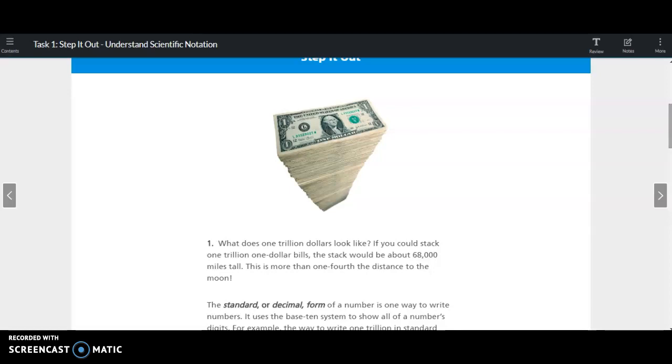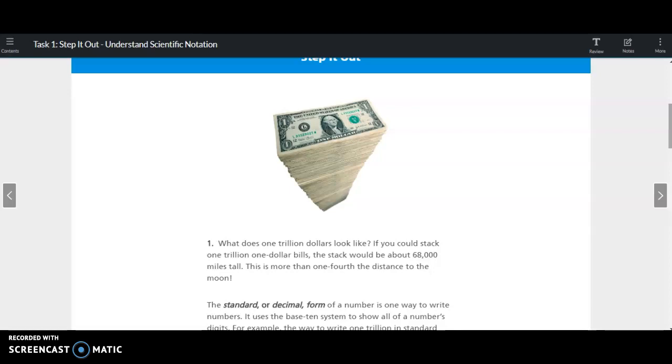If you could stack 1 trillion $1 bills, the stack would be 68,000 miles tall. Whoa! That kind of just explains how many decimals are in $1 trillion. The stack would be 68,000 miles tall. This is more than 1/4 the distance to the moon. So if you can imagine, this is a very large number.